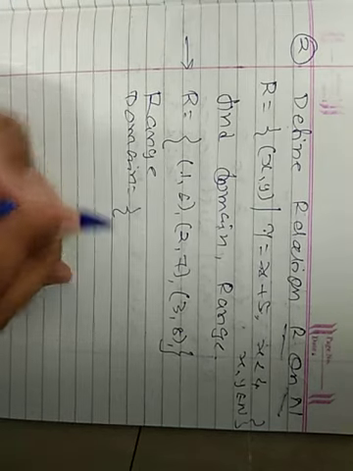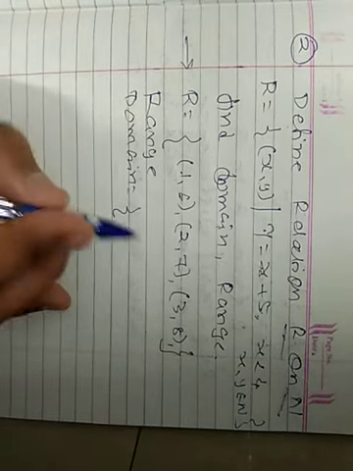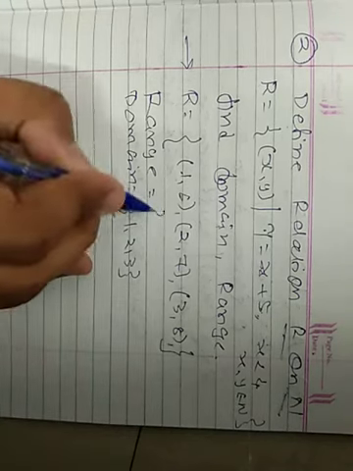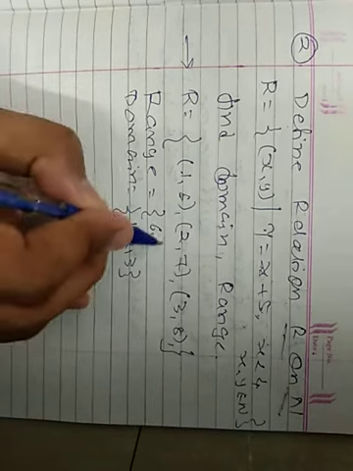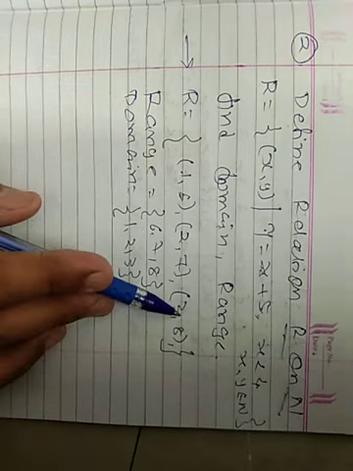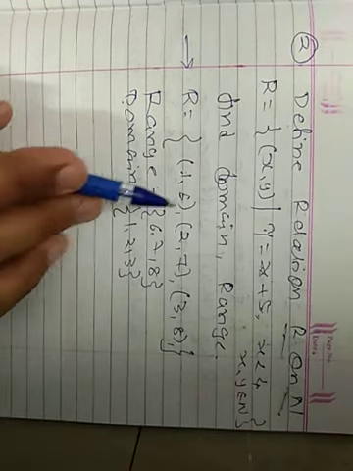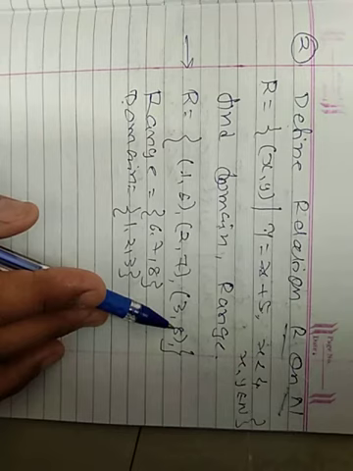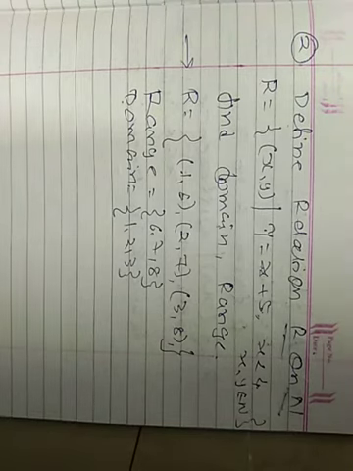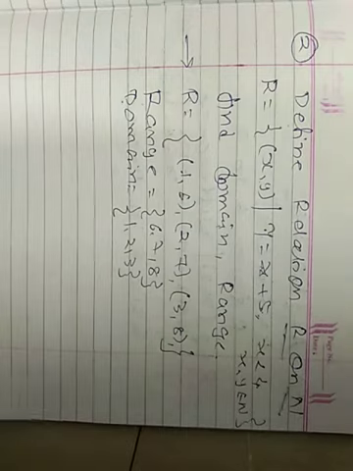First write down the domain. Domain is the first members: 1, 2 and 3. And range means the second members: 6, 7 and 8. Again I will repeat. The first members of ordered pairs are known as the domain, and the second members of ordered pairs are known as the range. Very simple example and very simple definition of domain and range.